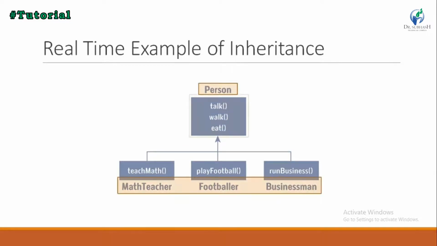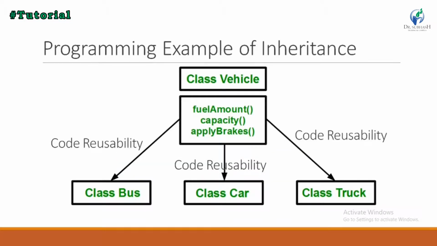Okay. Here is another example of code reusability. We have the main class Vehicle and we have the other classes Bus, Car, and Truck. All these methods, defined for fuel amount, capacity, and apply brakes, should have been in all these three classes: Bus, Car, and Truck. So rather than writing these three methods again in these three classes, we will reuse this code in all three classes, Bus, Car, and Truck. How? Using code reusability, using inheritance.